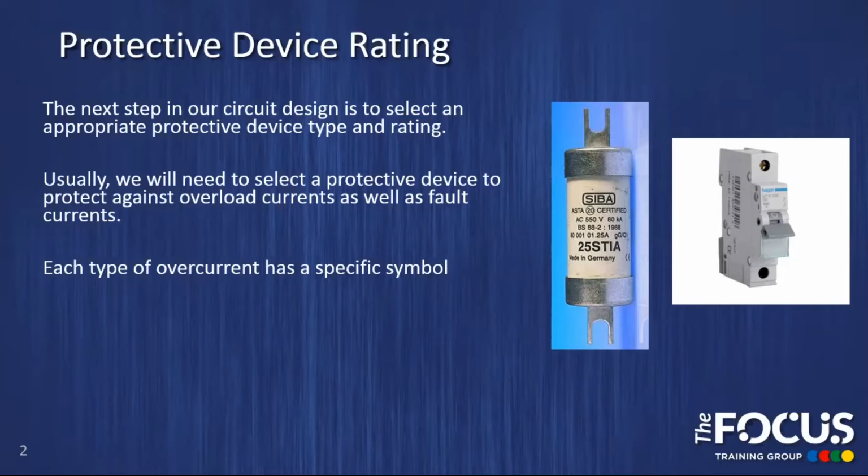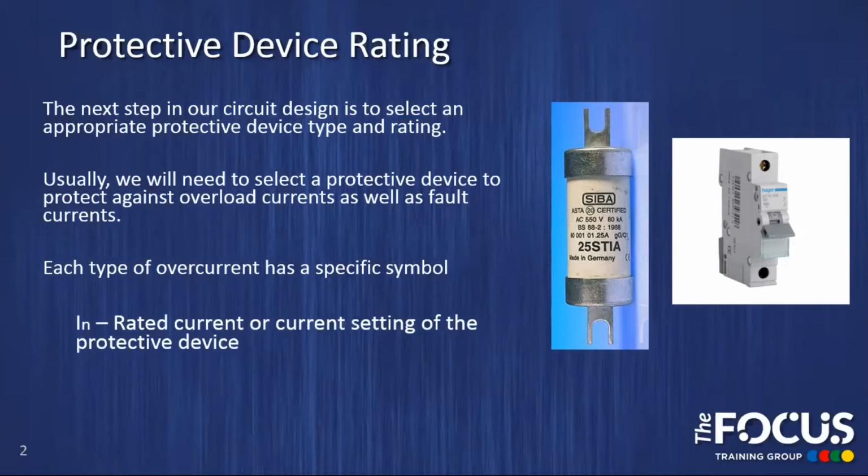Each type of overcurrent has a specific symbol. IN is the rated current or current setting of the protected device, sometimes referred to as operating current, and this is the overload protection. IPF, the prospective fault current, sometimes referred to as the breaking capacity of a protective device, is how much fault current it can safely disconnect.